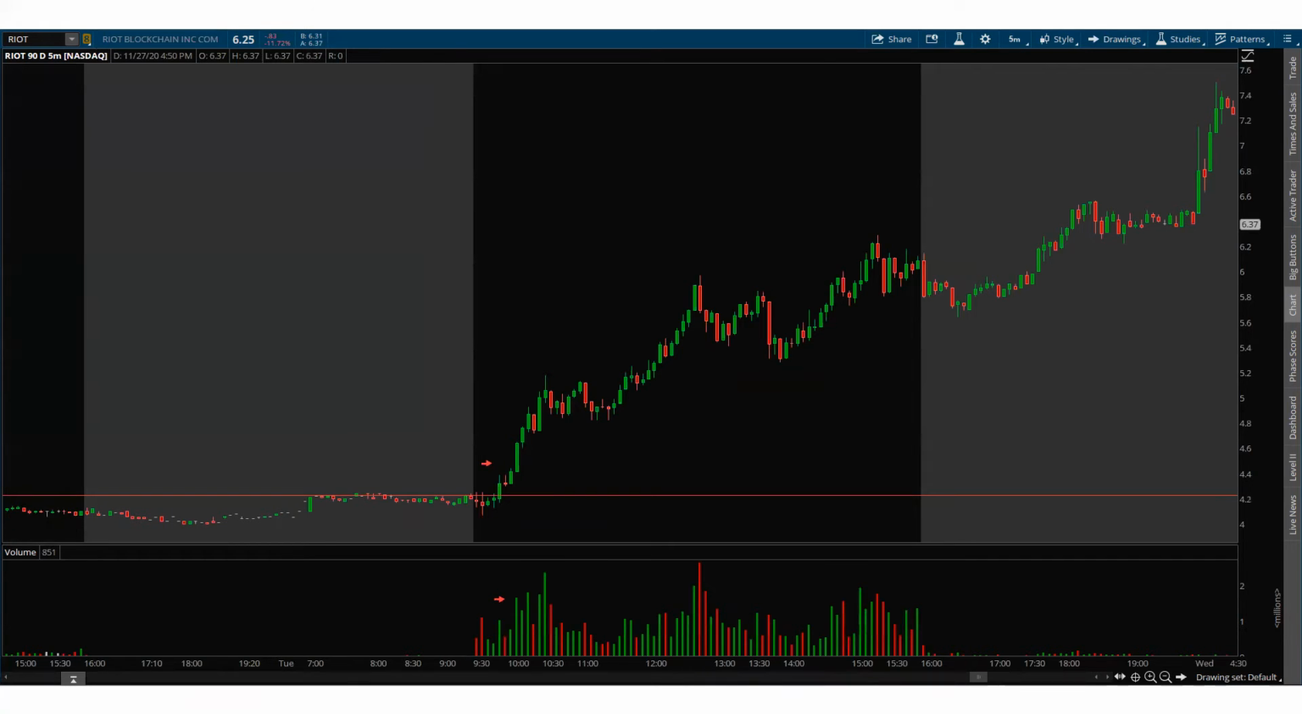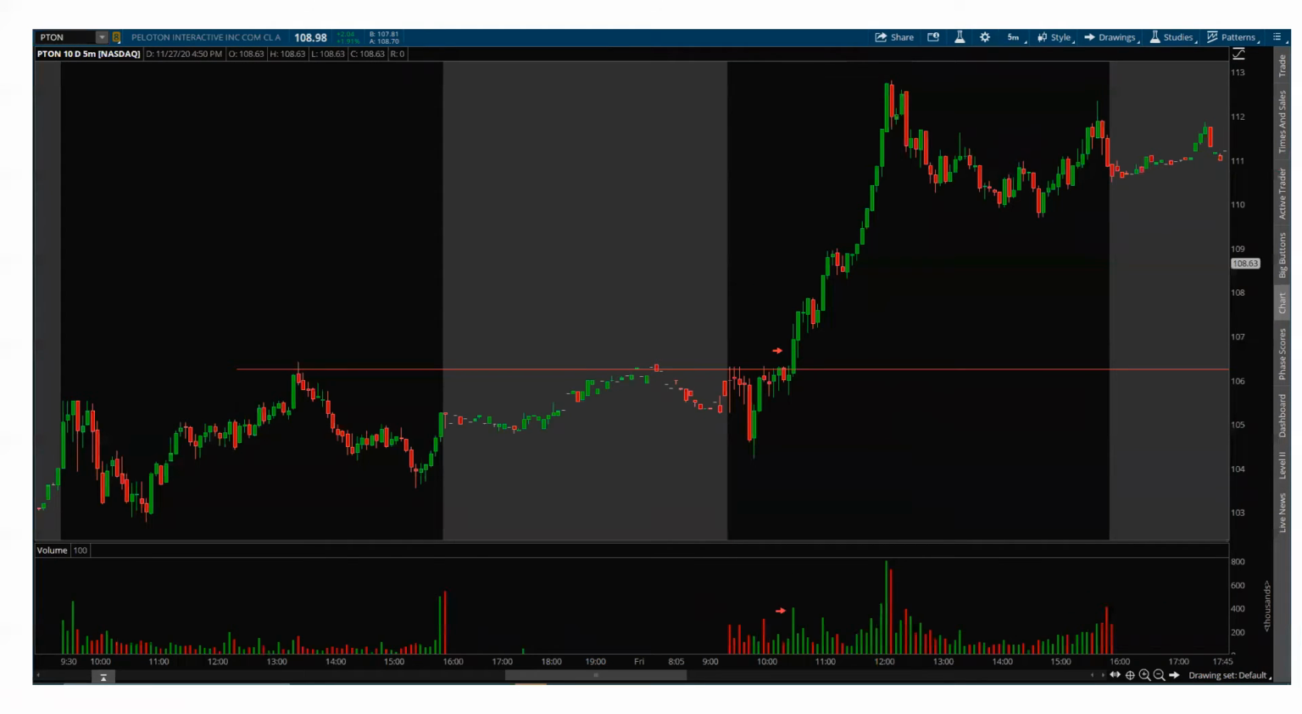Okay, another one, Riot. Look at this, nice level right in here. Look at the volume increase on this breakout flag here. Volume took us up, a nice little run up in Riot. And again, if you look at the prior days, look at the volume here at the end of the prior day compared to the volume during this day. So Riot was in play. Nice little extension day up from $4.20 all the way up to $6.60.